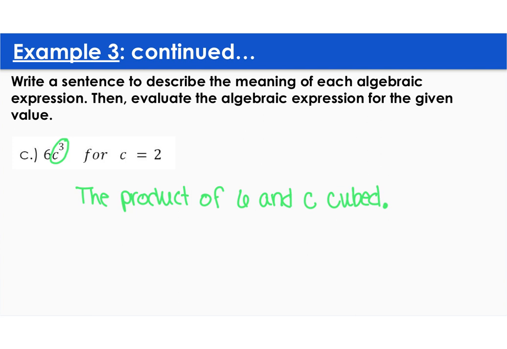Now we're going to substitute. The statement of equality here says c equals 2. So I have 6 times 2 to the third power. And now I have to do order of operations. So I have to do 2 to the third power first. Well, we learned in the last video that 2 to the third power is 2 times 2 times 2, which is 8. And I bring everything down. And then I have 6 times 8, which is 48.